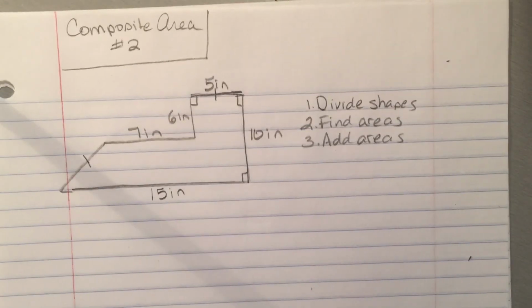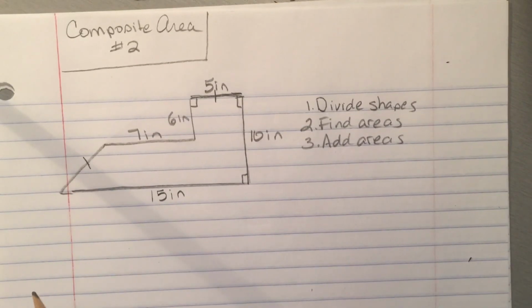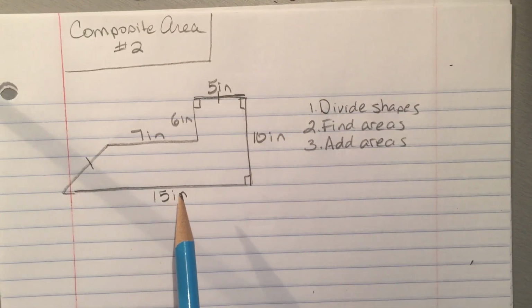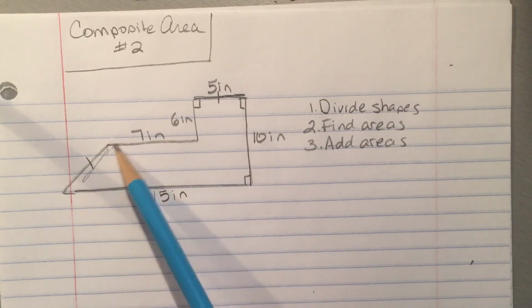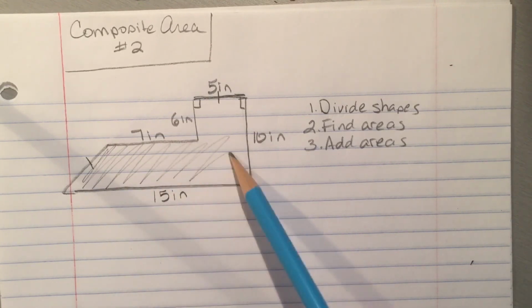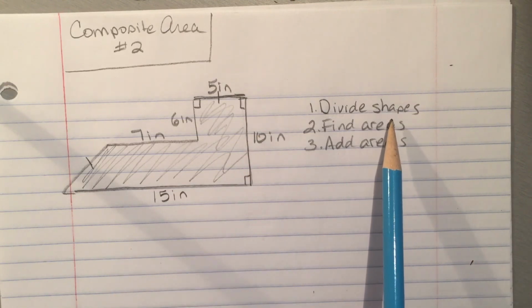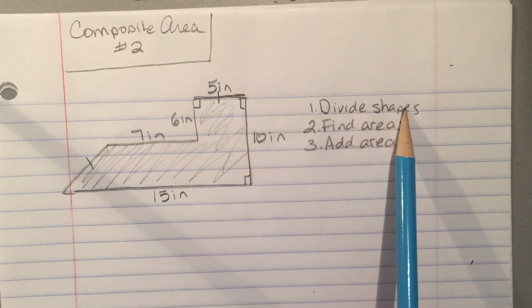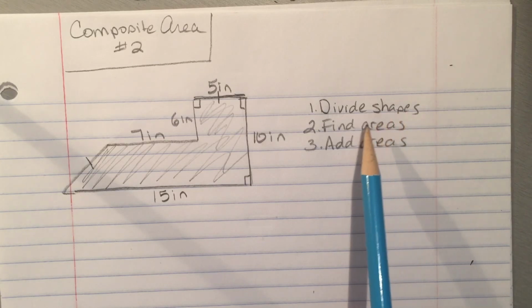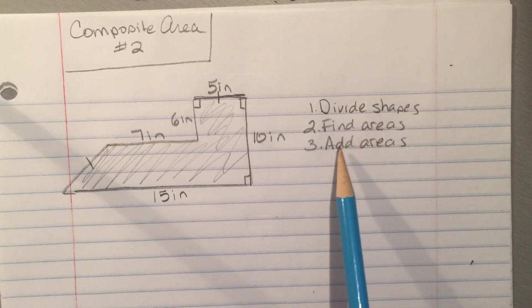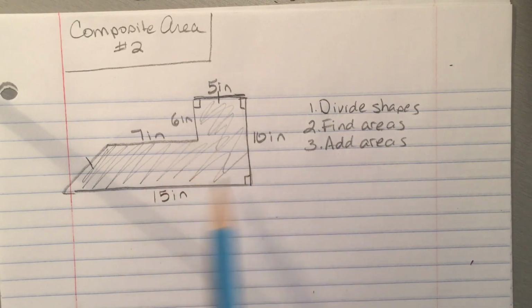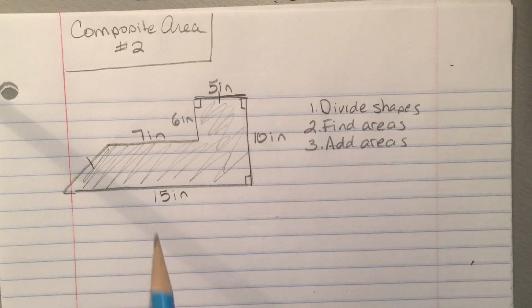This is number 2 in my series of composite area problems for 7th and 8th graders. This figure that we have here is something that we need to find the area of, which means, again, the space that the figure takes up. So we need to divide this figure into different shapes that we know how to find the area of. Then we need to find those areas, then add the areas together to find the area of the whole composite shape.